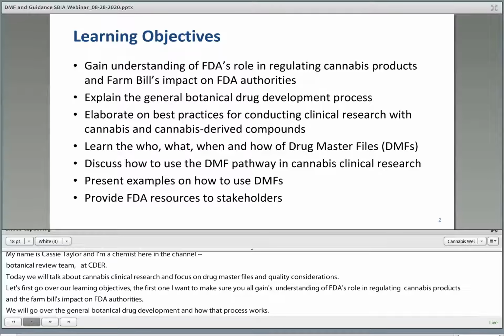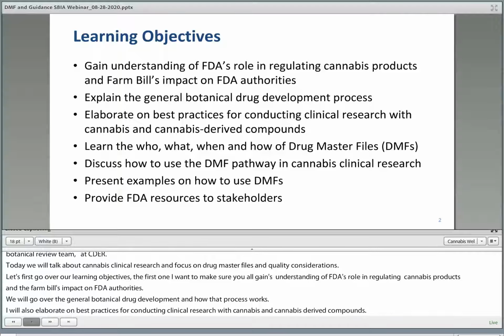We're also going to learn the who, what, when, and how of drug master files, which we'll refer to as DMFs. Then we'll discuss how to use the DMF pathway in cannabis clinical research. We'll also present some examples on how to use those DMFs. And then I'll provide some FDA resources.